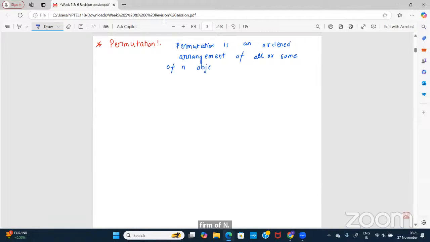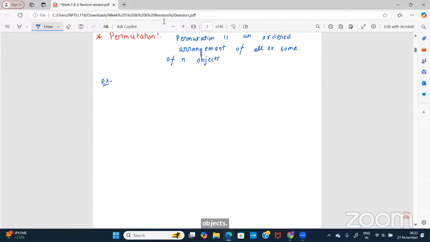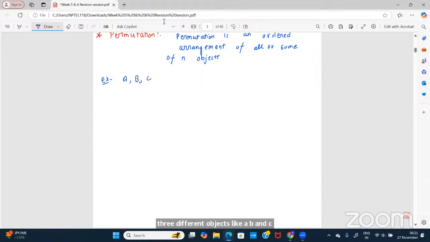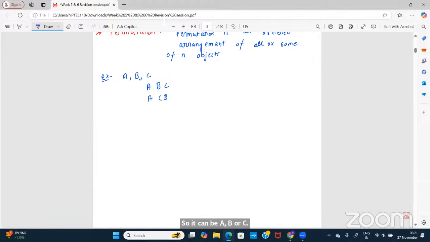Okay. So now suppose we have three different objects like A, B, and C. So how can we arrange all the three objects? It can be A, B, C, then A, C, B. Okay. Then B, A, C, then B, C, A, then C, A, B, and C, B, A, right? So in this way, we can arrange these three objects, right?